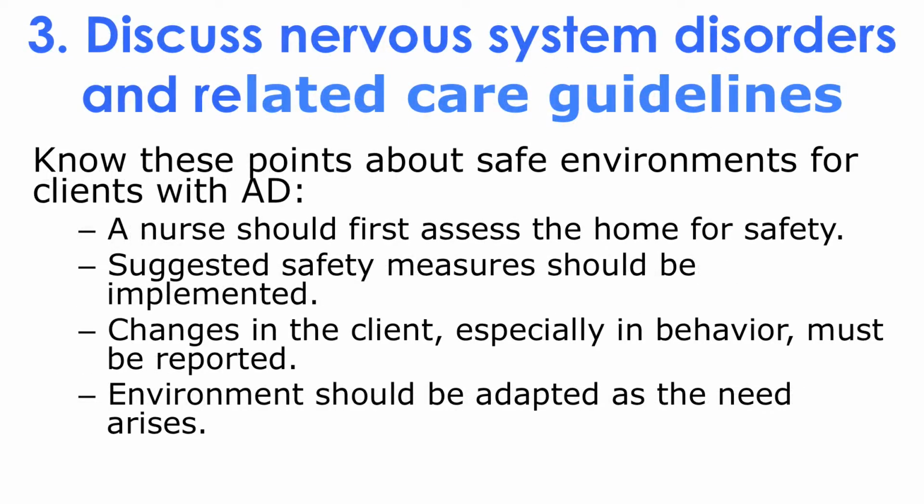So we need to be able to know when there are these types of difficulties and problems. Here are some points about safe environments for clients that have Alzheimer's or dementia or any of these other forms. As a nurse, home health aide, or homemaker, we need to always assess for safety for that client, for that patient. Because remember, if it's an unsafe home and we work there as well, then it's an unsafe work environment. We need to have a safe environment to work in. We need to make sure that suggested safety measures are actually implemented and in place. Any changes in the client, especially behavior, must be reported. This is very important. We need to have a safe home environment.